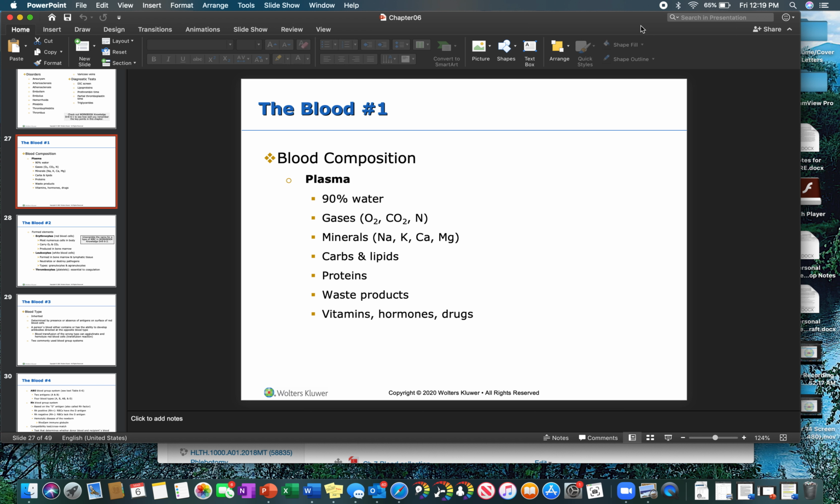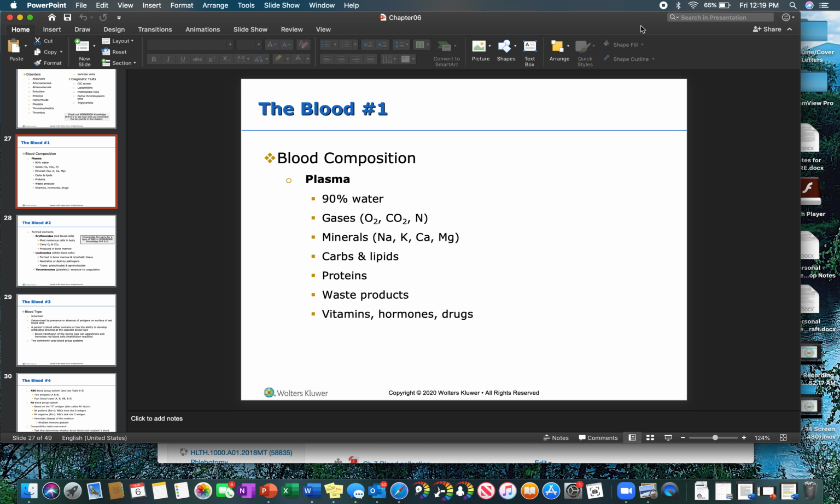So your blood composition includes plasma, which is 90% water. It includes gases like oxygen, carbon dioxide, and nitrogen. It includes minerals: potassium, calcium, magnesium, sodium. So those are all included in your plasma. It also contains carbs and lipids, proteins, waste products, vitamins, hormones, and drugs.